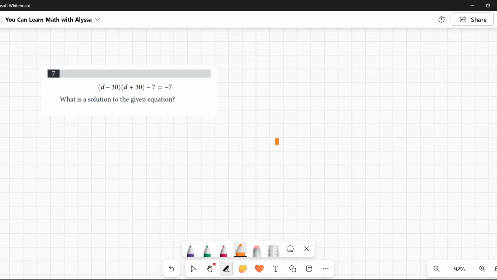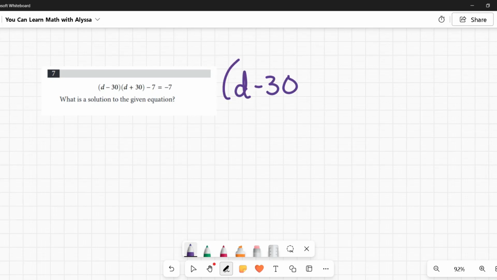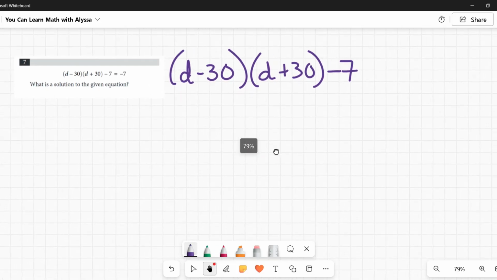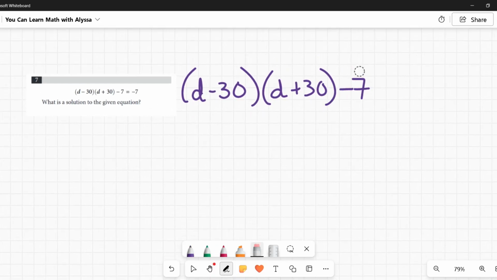Number 7. (d minus 30)(d plus 30) minus 7 equals negative 7. What is the solution to the given equation? This one may look a little more complicated, but when we look at it more closely, I think it's easier than you might think. If you remember what you've done in factoring and our standards for how we solve quadratics, I think this is going to be a really quick one for you.